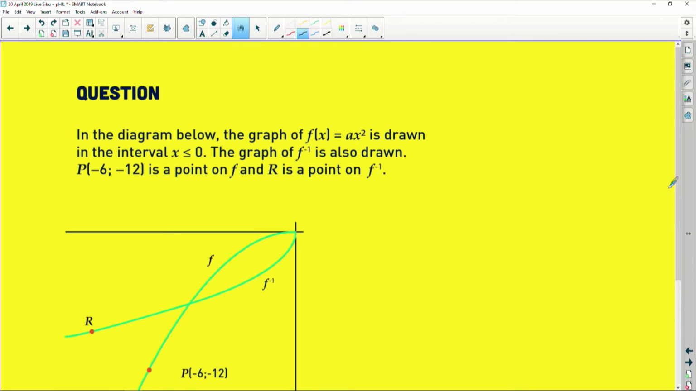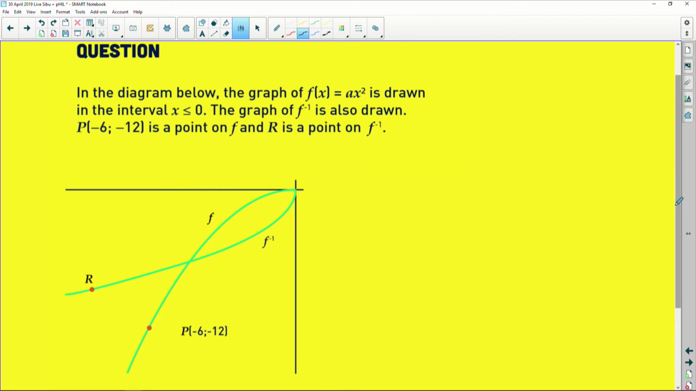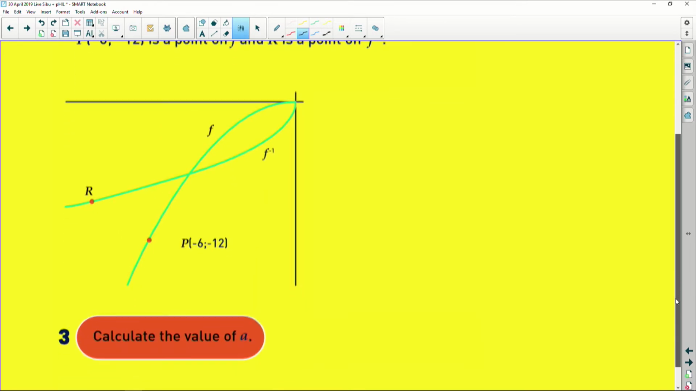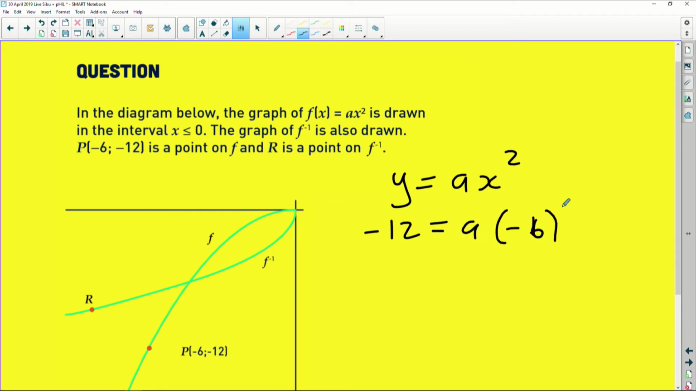We're now going to go to the last part of this question, which is asking us to work out the value of a. If you go further down, it says calculate the value of a. Remember, for you to find the value of a, just use the function that was given to us, which is y equals ax to the power of 2. Your y value is negative 12, a, and your x value here comes out as negative 6 all to the power of 2. If I simplify this, minus 12 becomes a times 36.